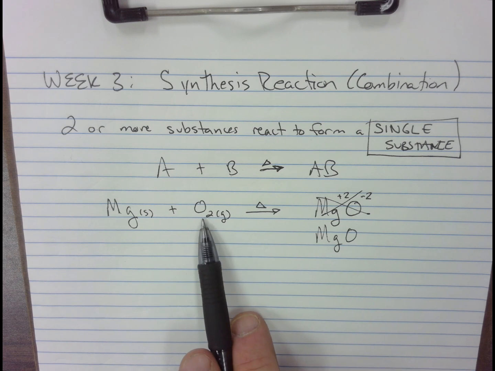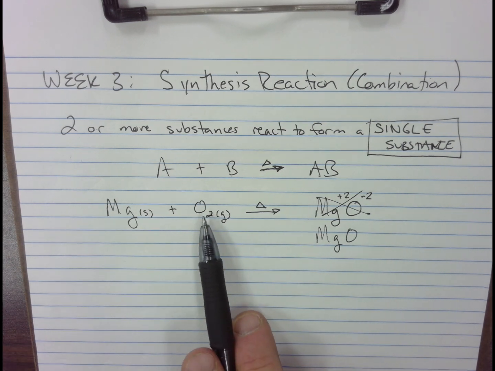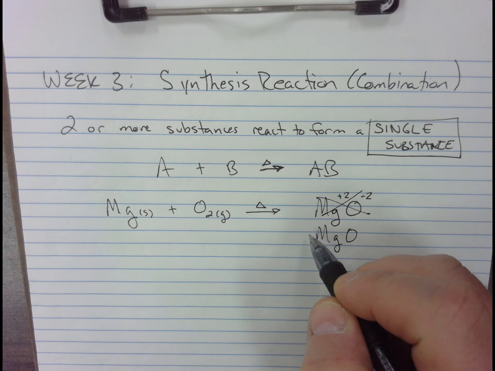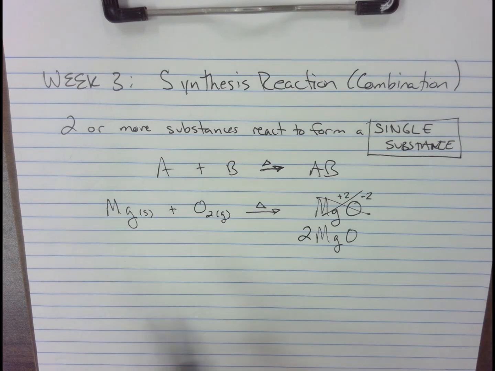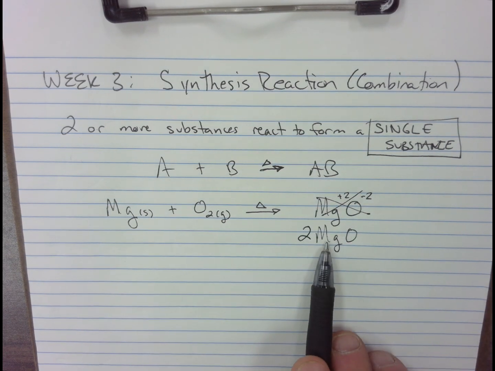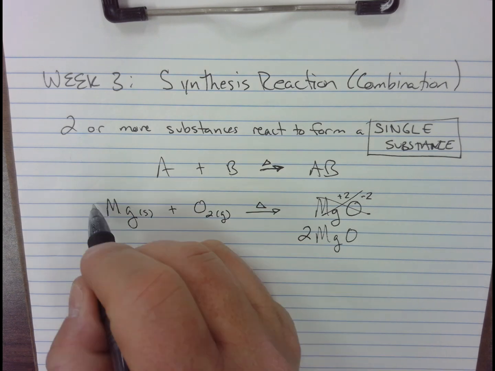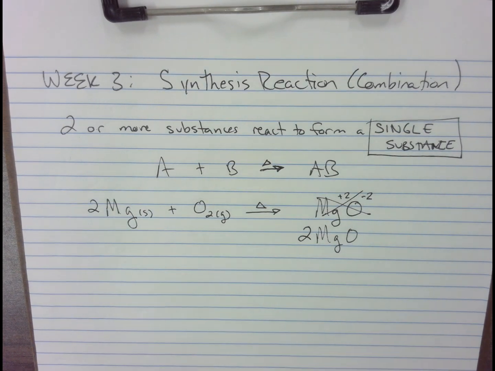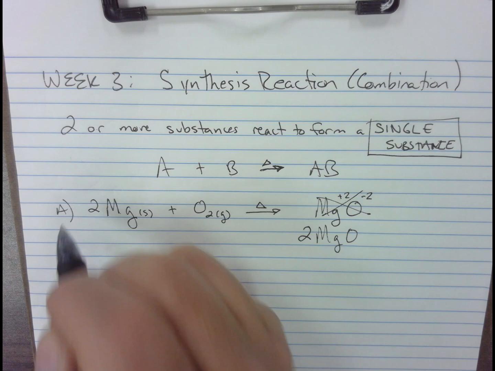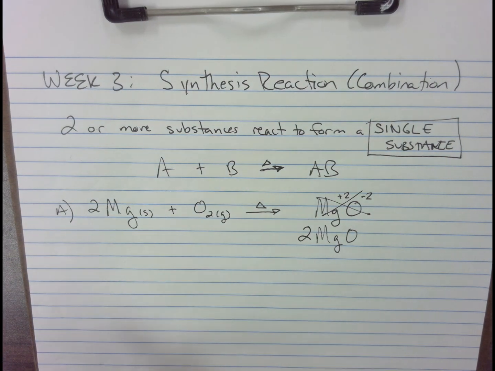You'll also notice that it's not balanced now. So to balance it, with two oxygens on the left, I need two oxygens on the right. And by default, that changes the number of magnesiums, so I have to balance it over here with two magnesiums. So that's our first example of a synthesis reaction.